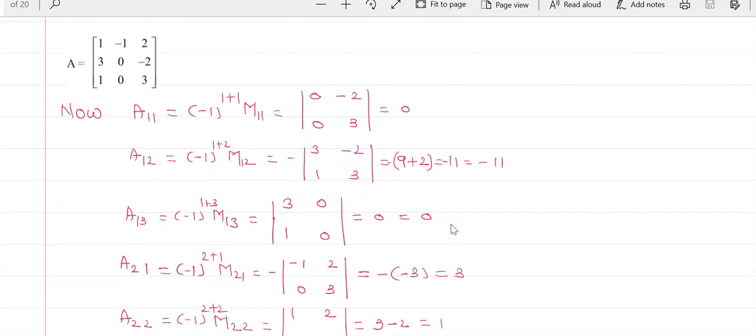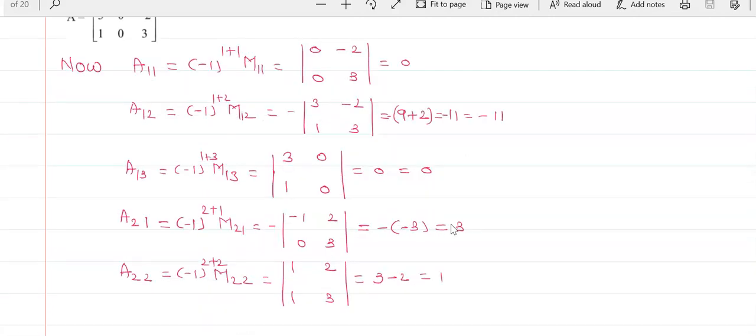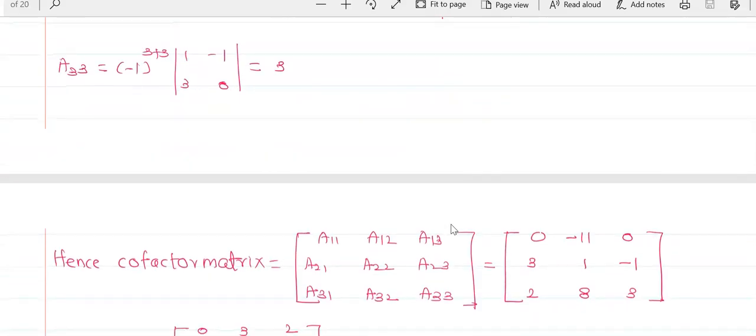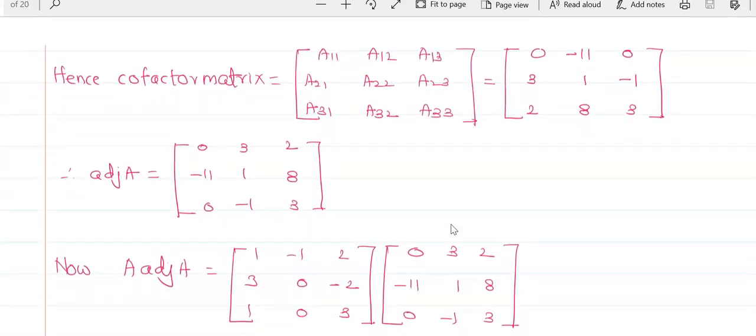Next is the cofactors. Up to this A22. You can write down or take the screenshot of this. Next is up to A22 to A33. Therefore this is the cofactor matrix.